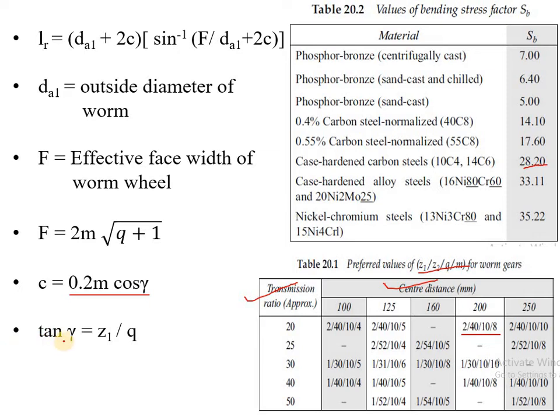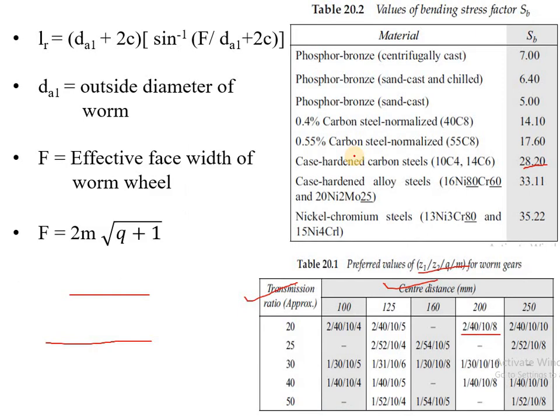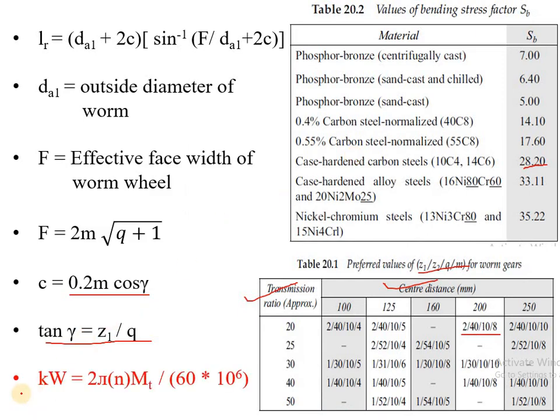Next, how to find the lead angle: using this formula, tan of the lead angle is given by Z1 by q. Once you have all these values, you substitute them in the equation of MT. Then you calculate MT1 and MT2, and whichever is lesser, you use that value in the equation of Kw, which is 2 pi n MT upon 60 into 10 raised to 6.